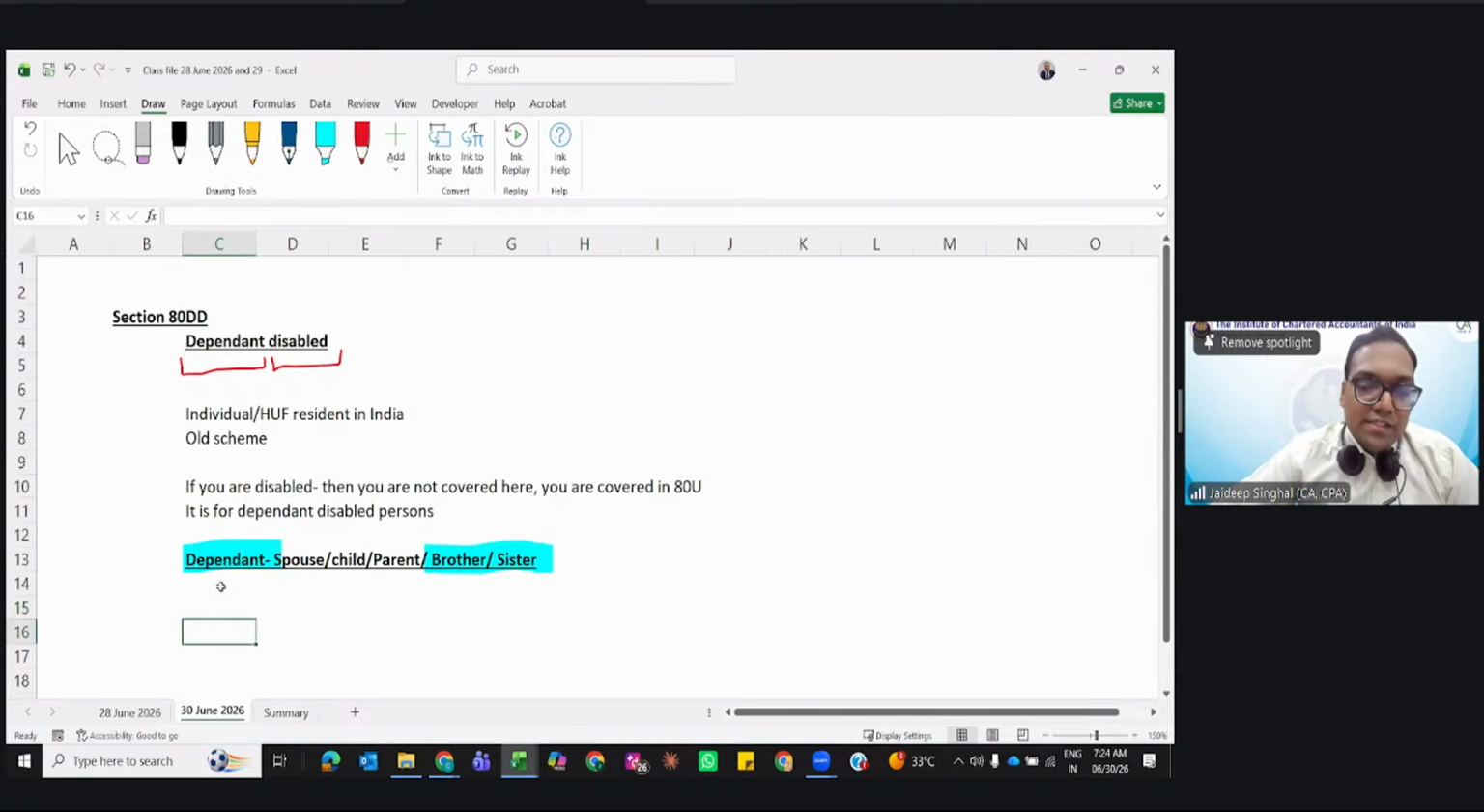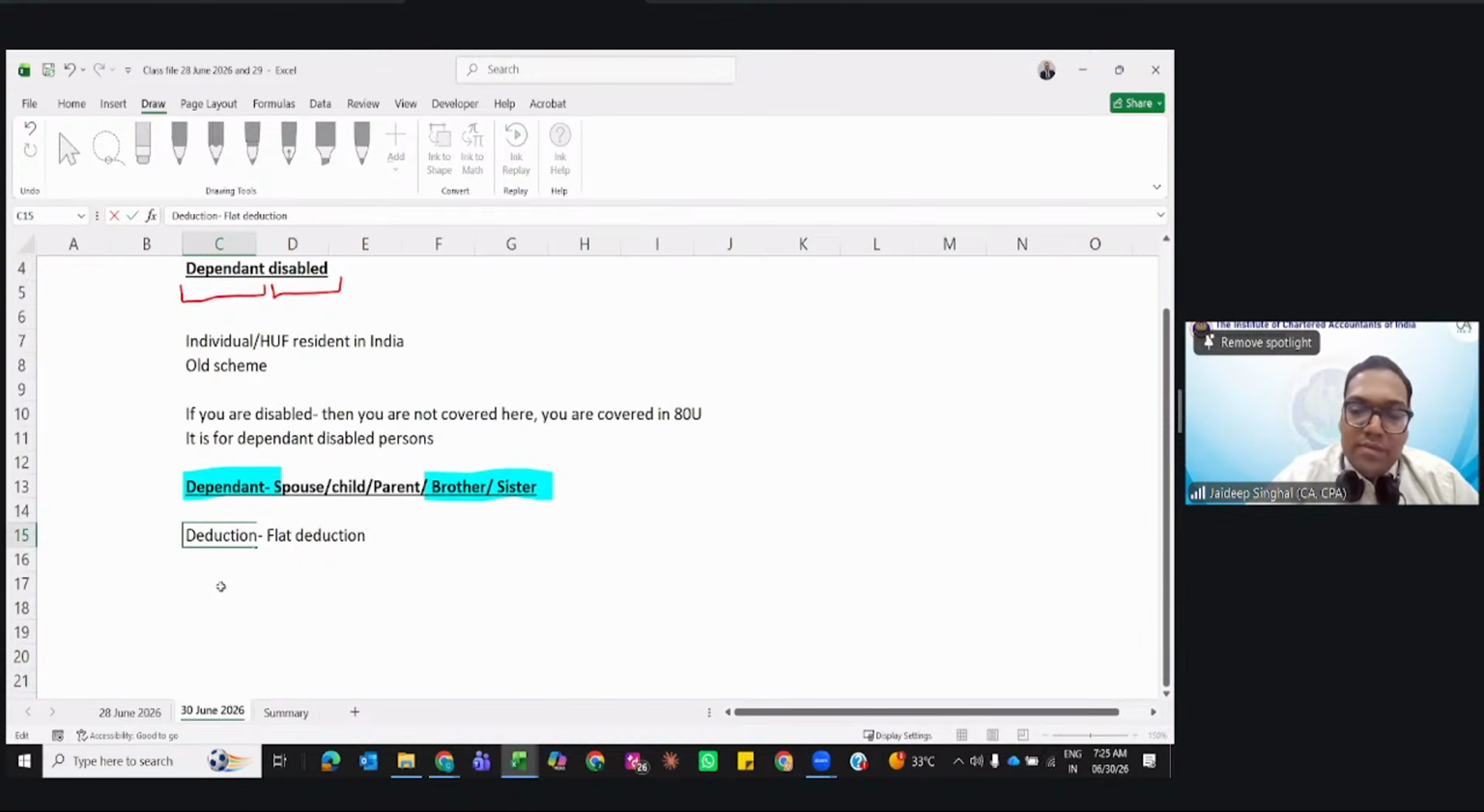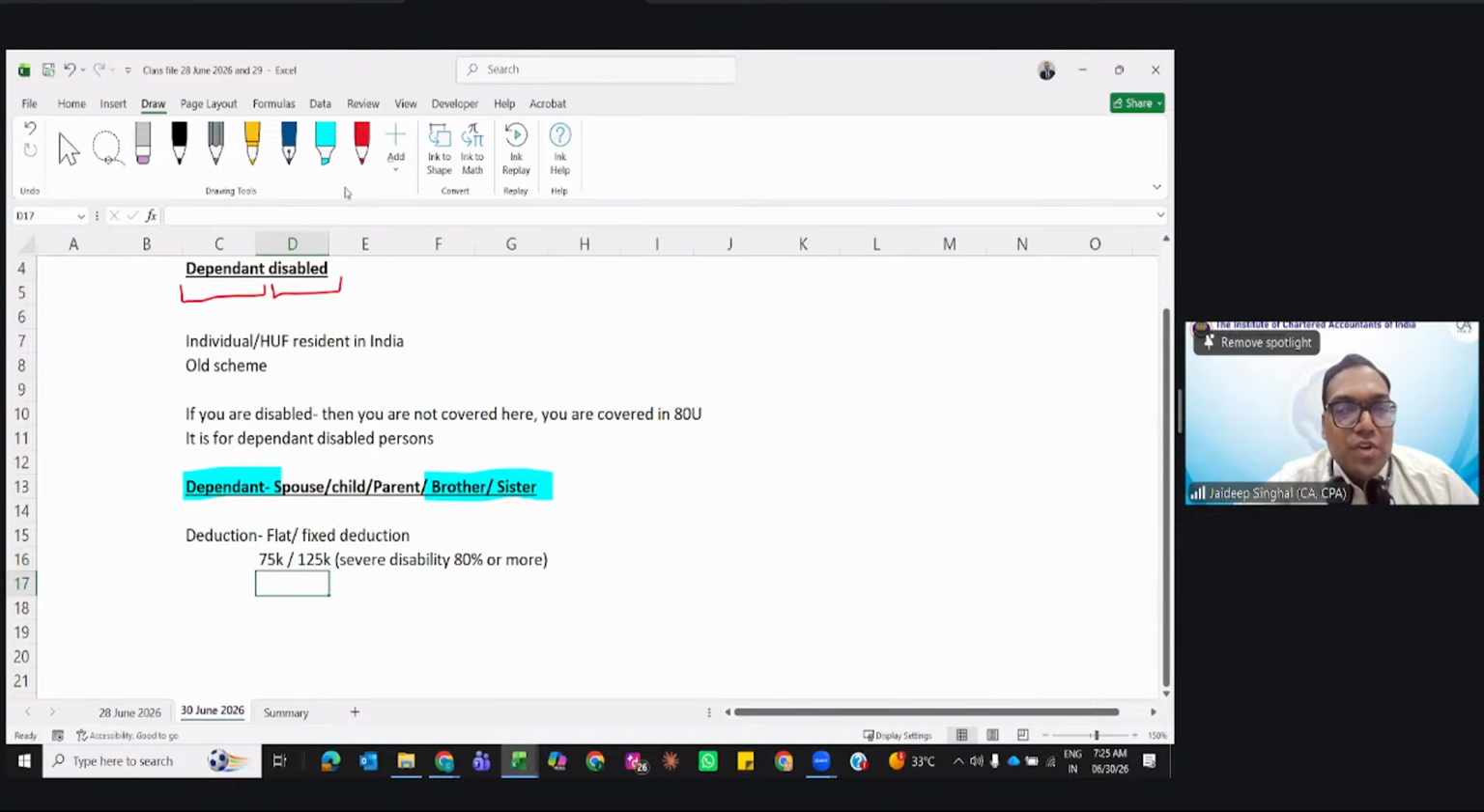Next. In this section, the deduction is a flat deduction. Only in case of disability, you will find the flat deduction. So what is the meaning of flat deduction? Flat or fixed deduction. What is the amount of deduction? 75K or 125K. 75,000 is the normal amount. 125K is if there is severe disability, meaning disability is 80% or more, then you get a higher deduction of 125K.